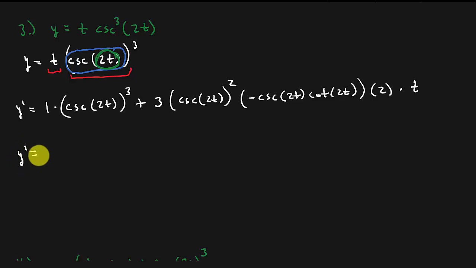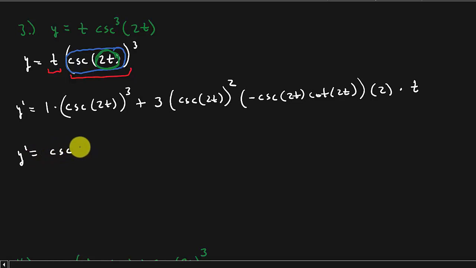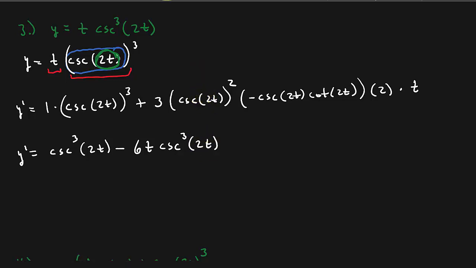Okay, so y prime. You see, when you start doing these, all this excitement builds up, and you forget to put stuff down. All right, so this is going to be cosecant cubed 2t minus, because see, I got the minus here, the 2, the 3, and the t, so minus 6t, and that's going to be cosecant cubed 2t. What I'm doing is multiplying the cosecants together, basically. All right, and that's going to be cotangent 2t.